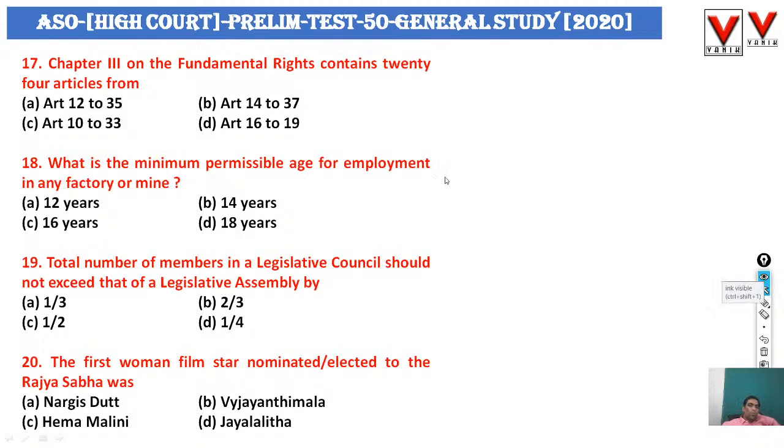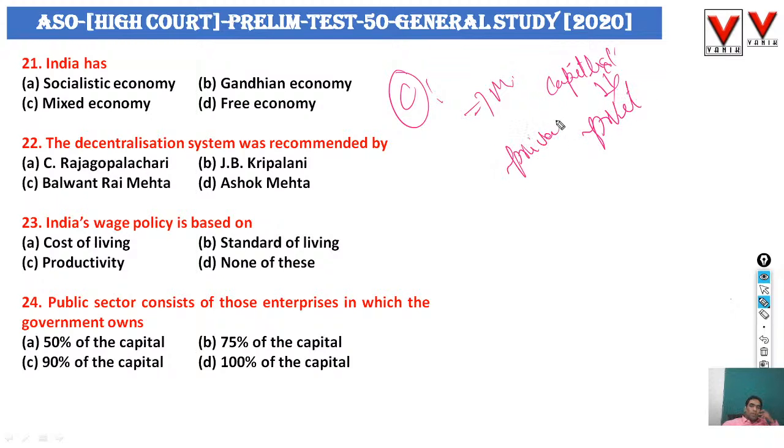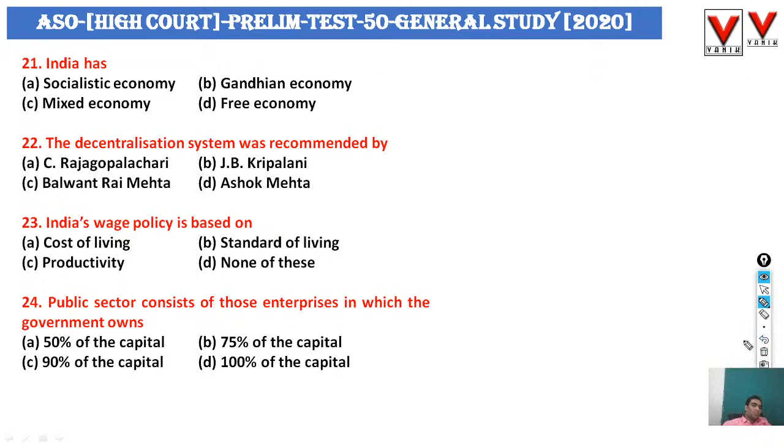Nargis Dutt. Now we are going to proceed further, and that is question number 21. India has a mixed economy. The right answer is mixed economy, so the right answer is C. That means we have the capitalist model, that is the private sector, and at the same time we have the government sector. So that is nothing but a mixed economy. So India has a mixed economy. So the right answer is C.